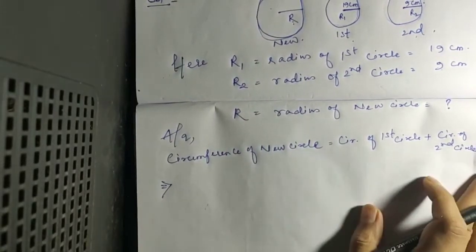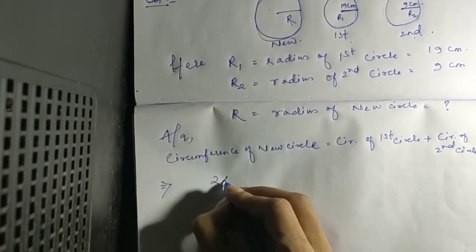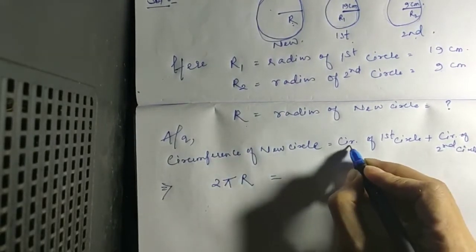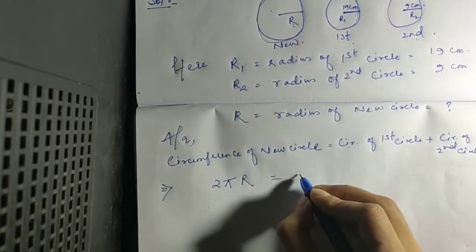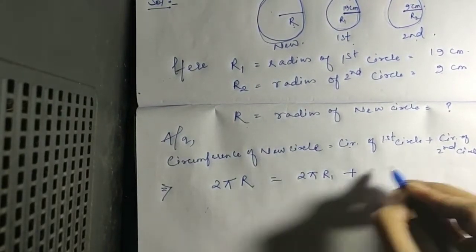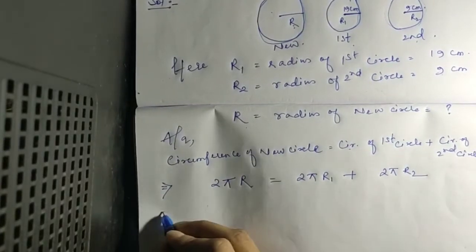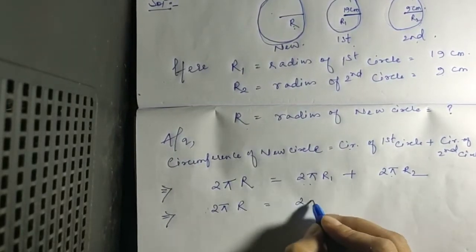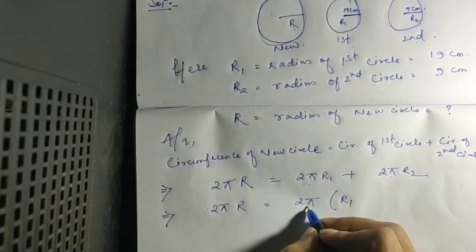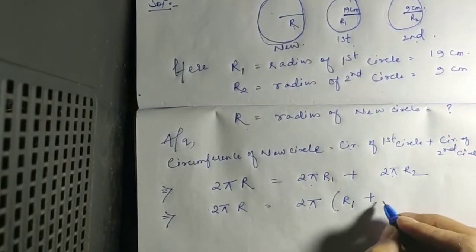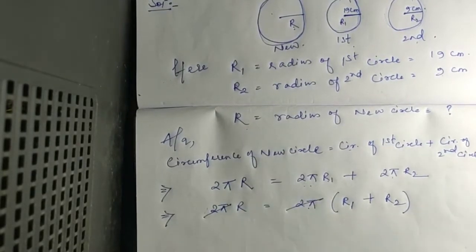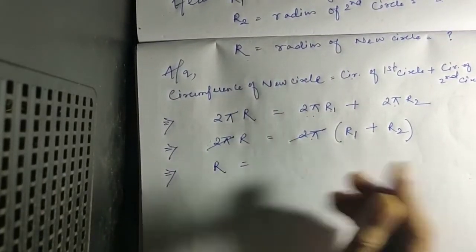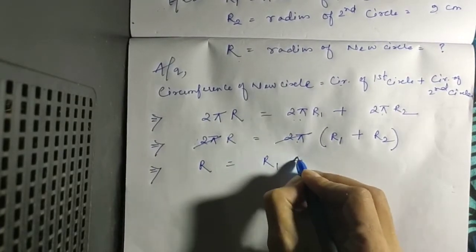The circumference formula is the same for every circle, that is 2 pi r. Now here 3 circles are there, so the radius will change. So 2 pi r, where r is the radius of the new circle, is equal to the circumference of the first circle, 2 pi r1, plus the circumference of the second circle, 2 pi r2. We can see that 2 pi is common, so we take 2 pi as common. Then r1 remains and r2 remains. The 2 pi cancels. Now, r is equal to r1 plus r2.